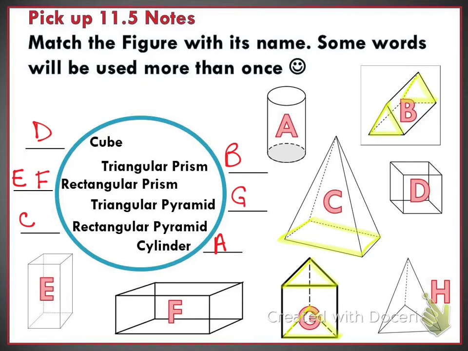And then H, prism or pyramid? Oops, I wrote this in the wrong place. G was a prism, and H, correct, is a triangular pyramid. It comes to a top vertex.